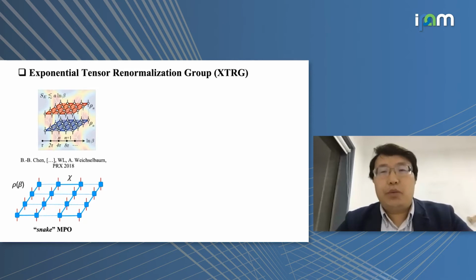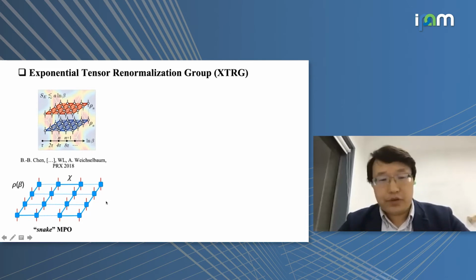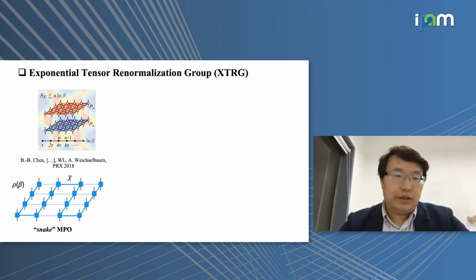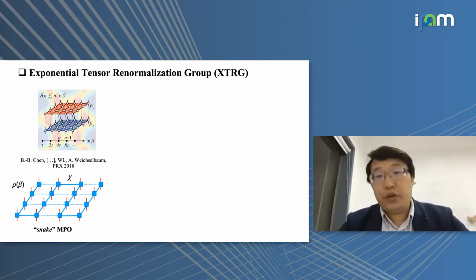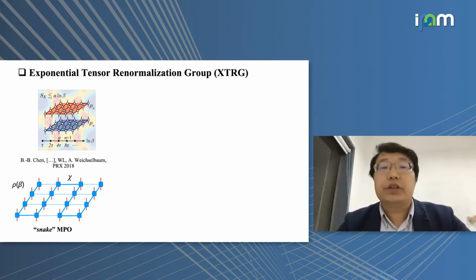a more capable technique. This is called the exponential tensor renormalization group method. Different from LTRG, it is a finite-size algorithm. So we map the 2D system into a snake-like path and represent the density matrix with this snake-path MPO. That means we can only compute systems with a finite width, but not infinite system size. Regarding the length, you can go rather long, less restricted.